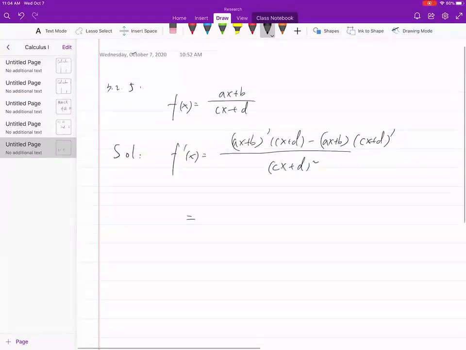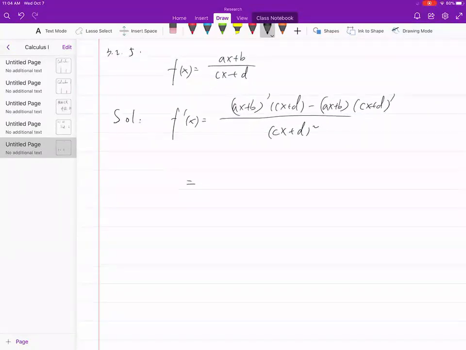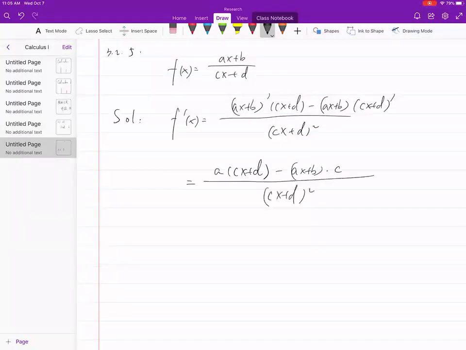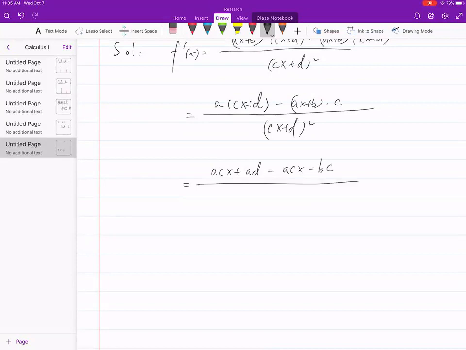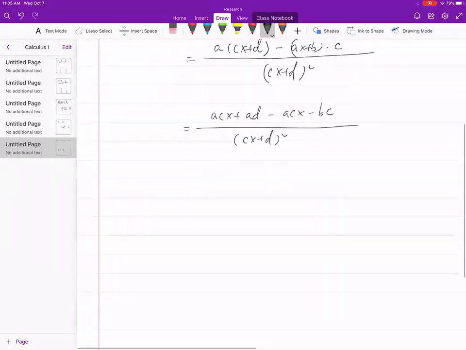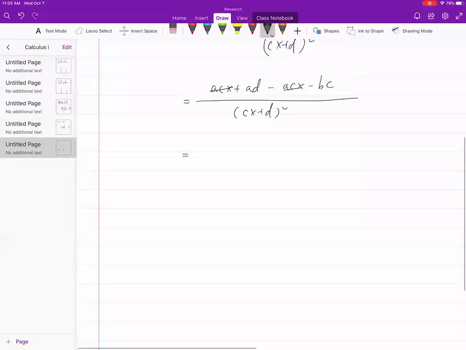Now ask yourself, what is the derivative of ax plus b? Well, if b is a constant, the derivative is zero. If a is a constant, the derivative is one times a. So technically, you can stop here. I just go ahead and try to simplify it because I want to type it in WebWork. It's better to be short. And then I realized, great news, they cancel each other. That's roughly what I got.